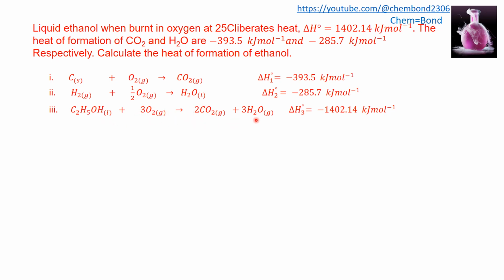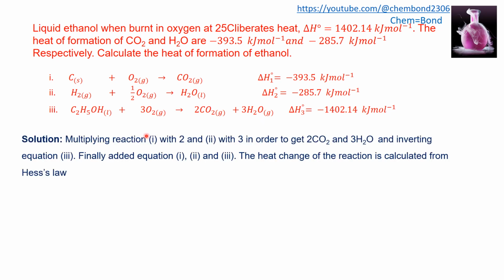In the third reaction, ethanol is burned in oxygen, and it is producing carbon dioxide and water. Multiplying reaction 1 with 2 and reaction 2 with 3 in order to get 2 moles of carbon dioxide and 3 moles of water. If we look at the third reaction, here are 2 moles of carbon dioxide and 3 moles of water. So we will convert the water and carbon dioxide into these values. So we will multiply reaction 1 with 2, the whole term including the enthalpy, and we will multiply reaction 2 with 3, including the enthalpy, and we will invert reaction 3.